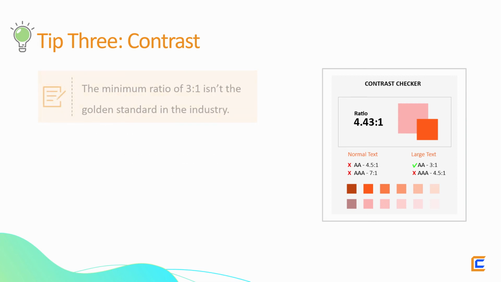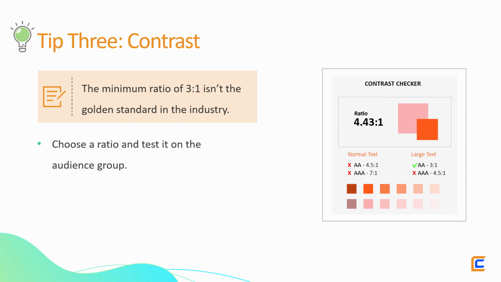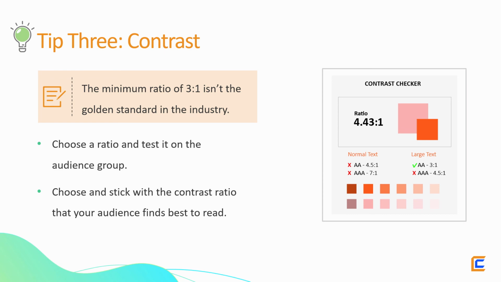Do note that the minimum ratio of 3:1 is not the golden standard in the industry. Some claim that such a high ratio of contrast is difficult to read for dyslexic readers. Our recommendation is to choose a ratio and test it on your audience group. Choose and stick with the contrast ratio that your audience finds best to read.